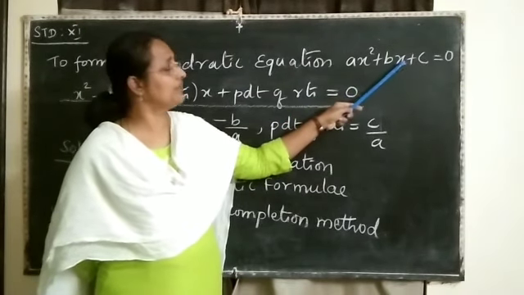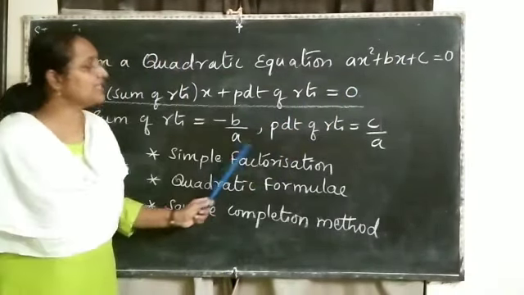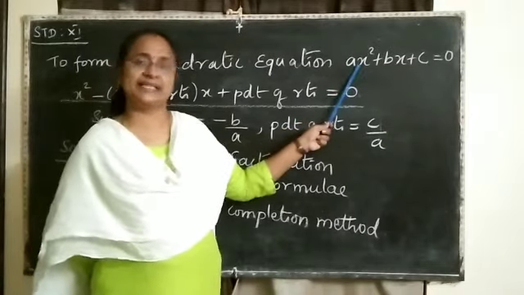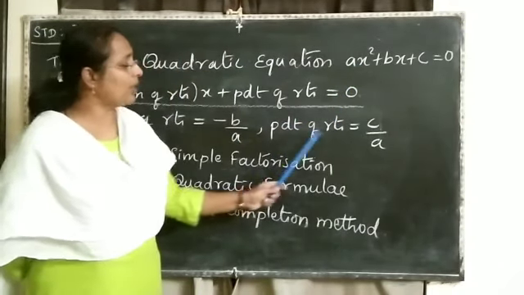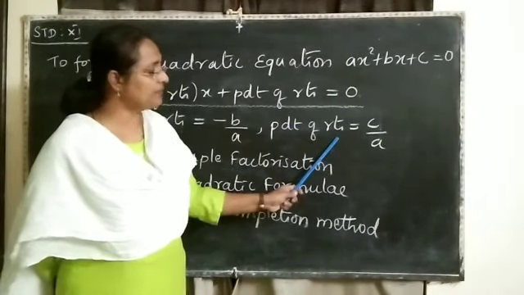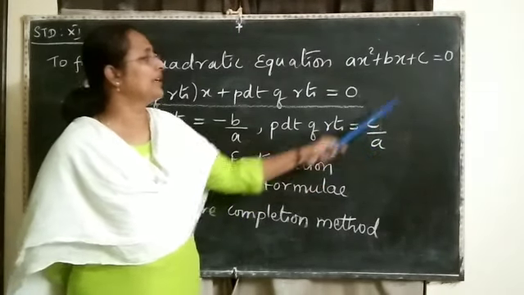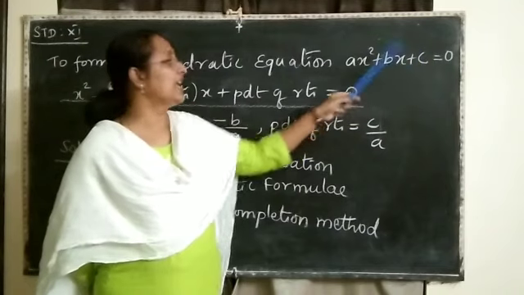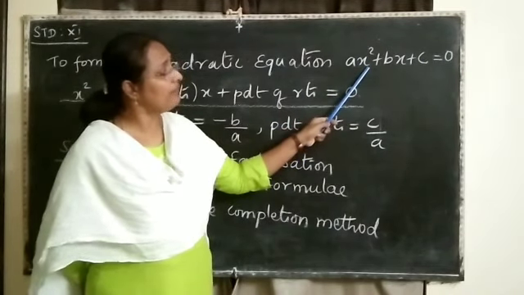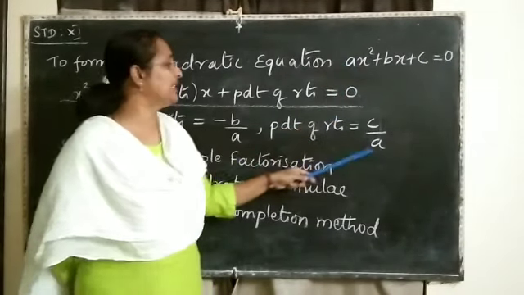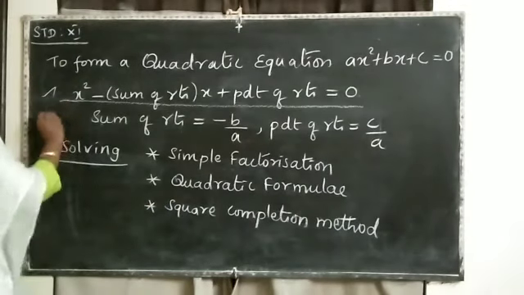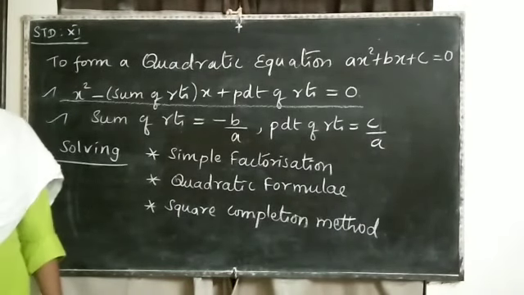B stands for the coefficient of x and a stands for the coefficient of x square. Okay. Now product of roots. What is product of roots? Product of roots is equal to c divided by a. Now c stands as the constant and again a stands for the coefficient of x square. So both these things you have to memorize.